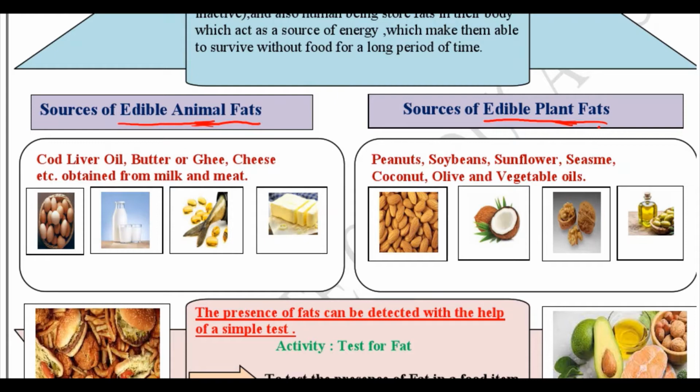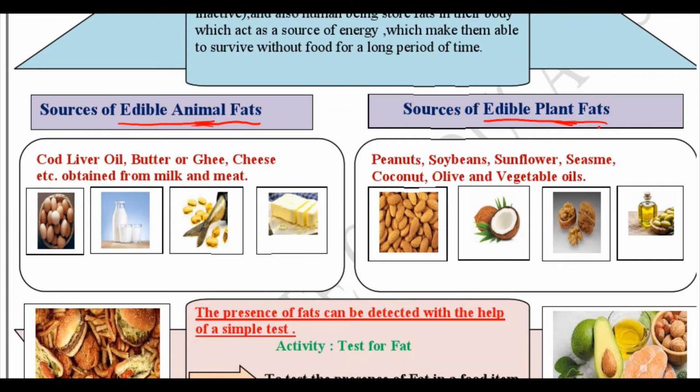Okay. So examples of edible animal fats are cod liver oil, butter or ghee, cheese, etc., obtained from milk or meat. So the things which are made out of milk or meat, as you can see, milk is taken from cows or buffaloes and meat is taken from animals like fish, etc. The food items made out of these have edible animal fats, so they are categorized as edible animal fats.